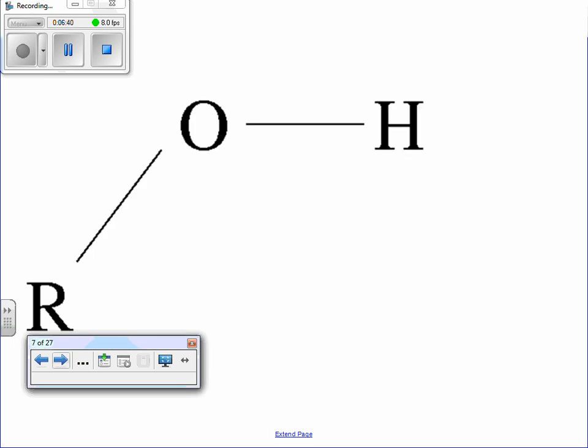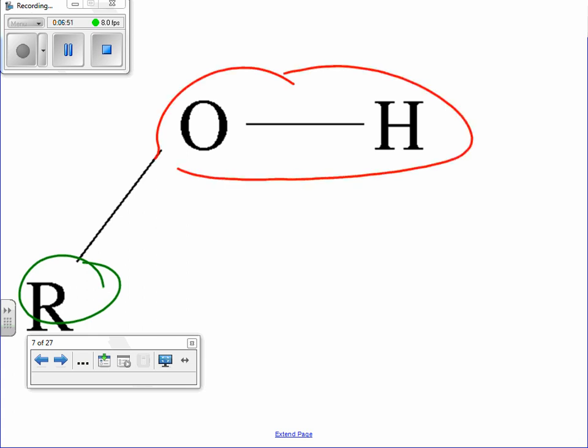Next image. We have R, meaning rest of the molecule, meaning we could tag and add however we want here. But the big important part is this OH, right? So we're talking about a functional group. Hopefully you already know, this is hydroxyl.